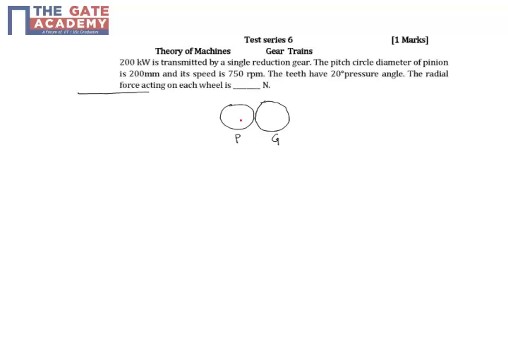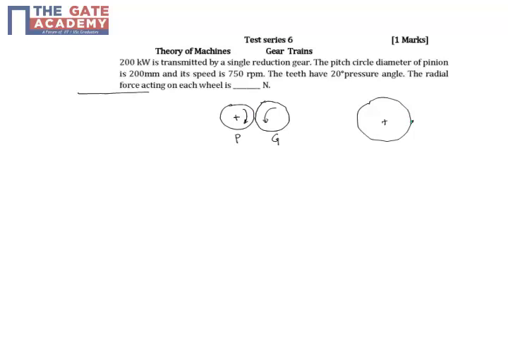This is the gear. The pitch circle of the pinion is given, the speed is given, the pressure angle is given, and the radial force acting on each wheel is asked. So if you look at the pinion, at the interface, assuming the gear rotates anti-clockwise, the pinion rotates clockwise.